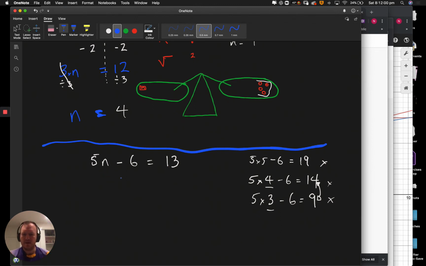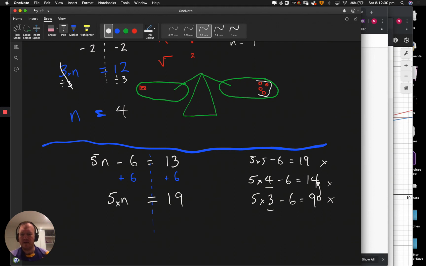So what I'm going to do is, again, I need to undo this minus 6 over here. The opposite of a minus is a plus. So I'm going to add the 6 to both sides. Once I've done that, that means that over on this left-hand side, like I said, everything's on either side of this equal sign. Then I've got just the 5 n's left over here. And on this side, I've got 19. And of course, my equal sign has to be there as well.